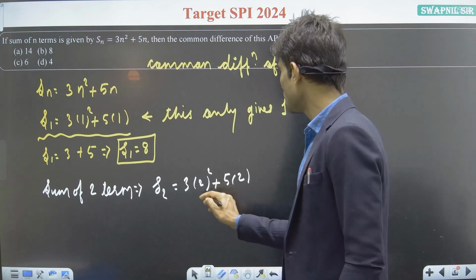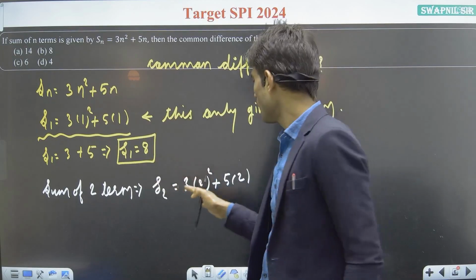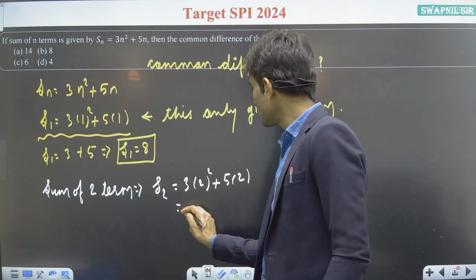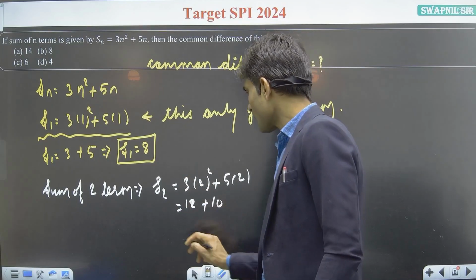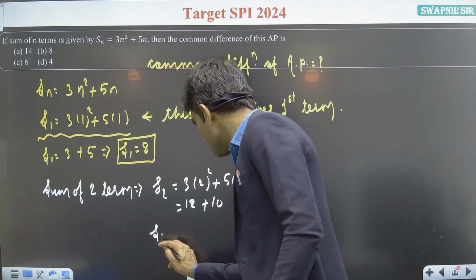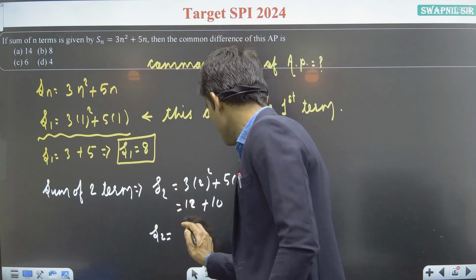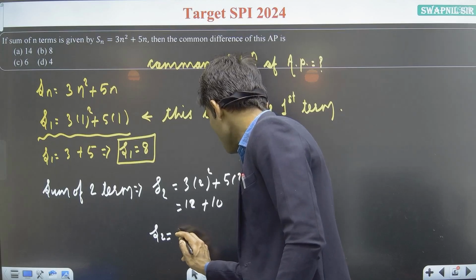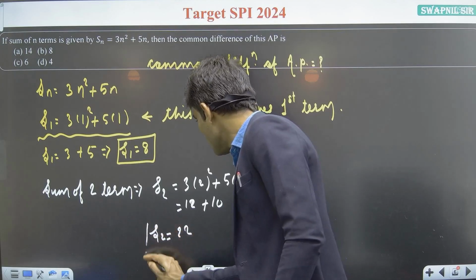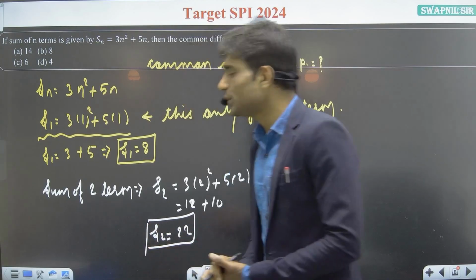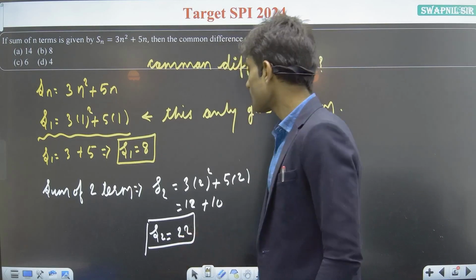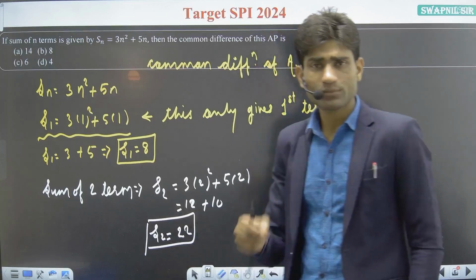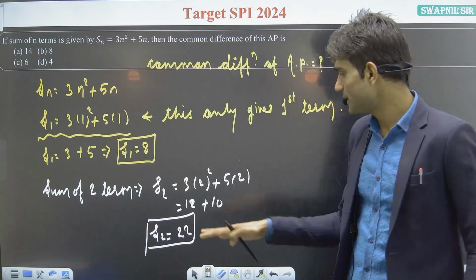3 into 2 square means 2 square is 4, 4 threes are 12, so this one is 12 plus 5 twos are 10 here. That means we found the sum of two terms, which is 22. This one is the sum of two terms, which is 22 here. The sum of only the first term is 8, and the sum of two terms is 22.